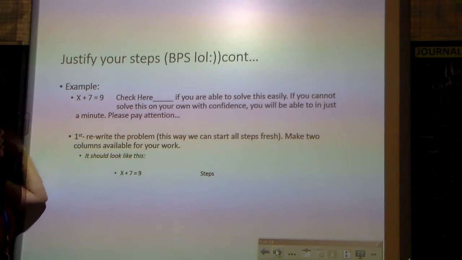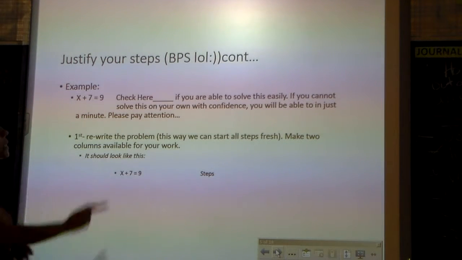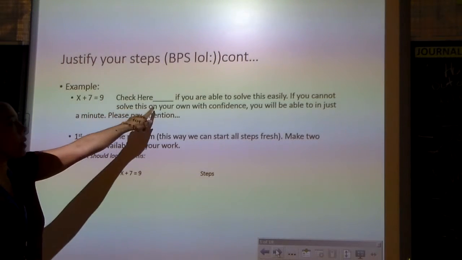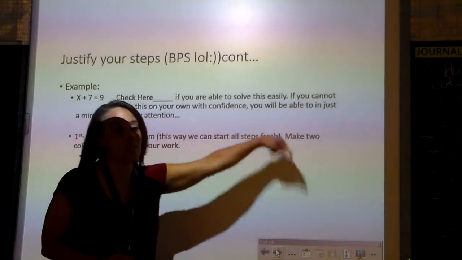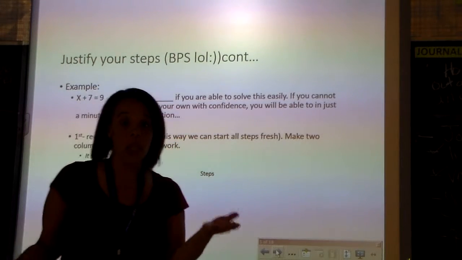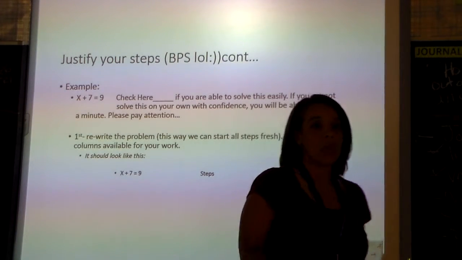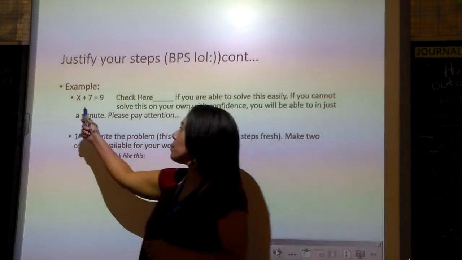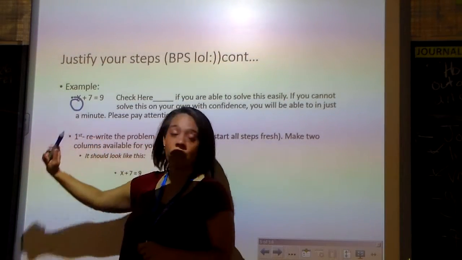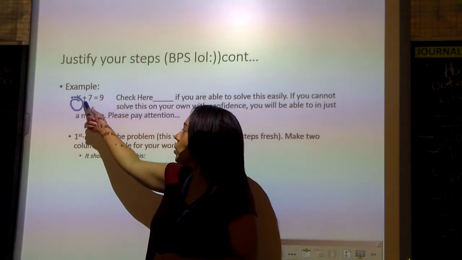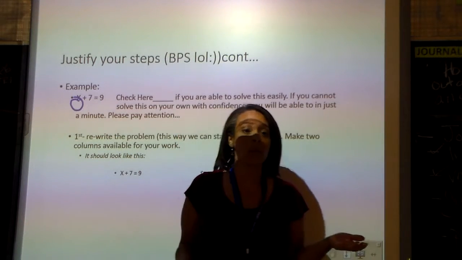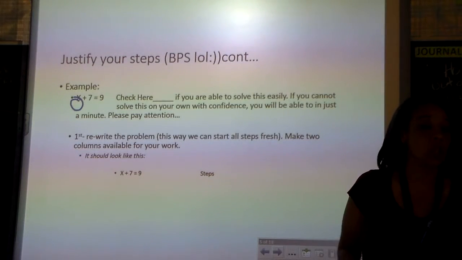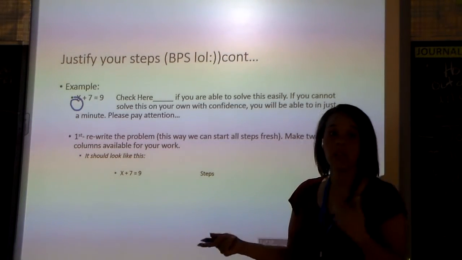Well, first of all, look at my example. It says x plus 7 equals 9. Put a check mark in that box if you're able to solve that easily. If you already think you know the answer, put a check mark in that box. What number would be a good number that you could fill in here that when you add 7 would equal 9? I say the number 2, because 2 plus 7 is 9.